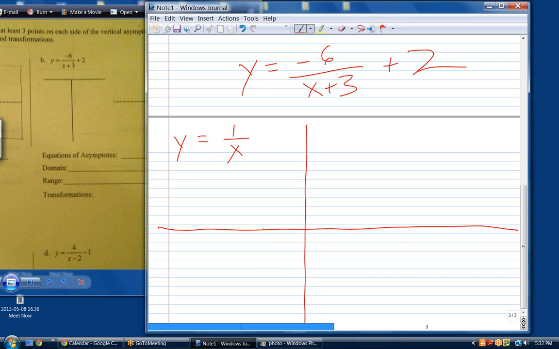Is it -3? Uh-huh. It's whatever makes this denominator 0. That's always how you get vertical asymptotes: you can't have a division by 0.